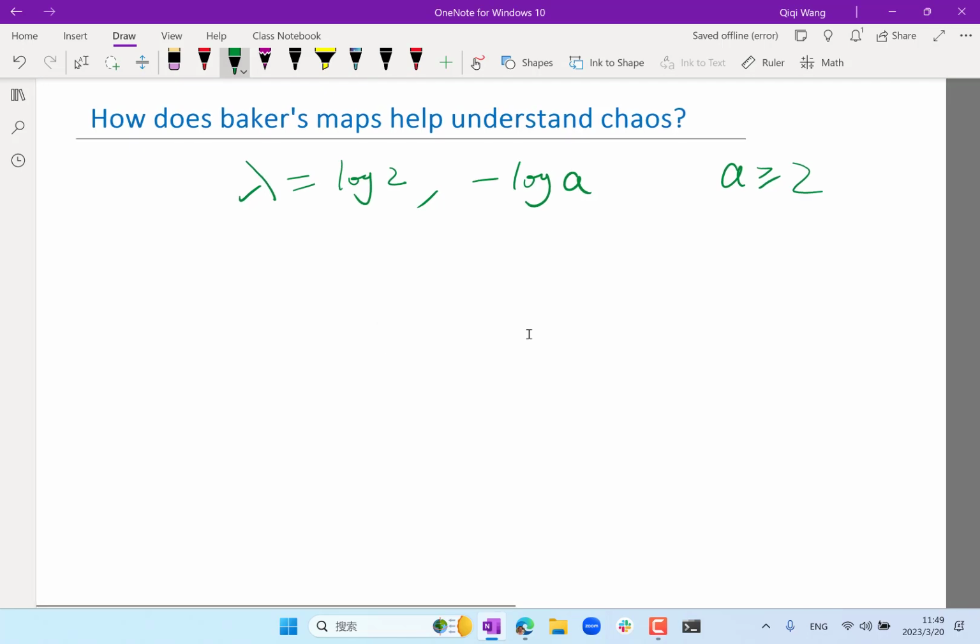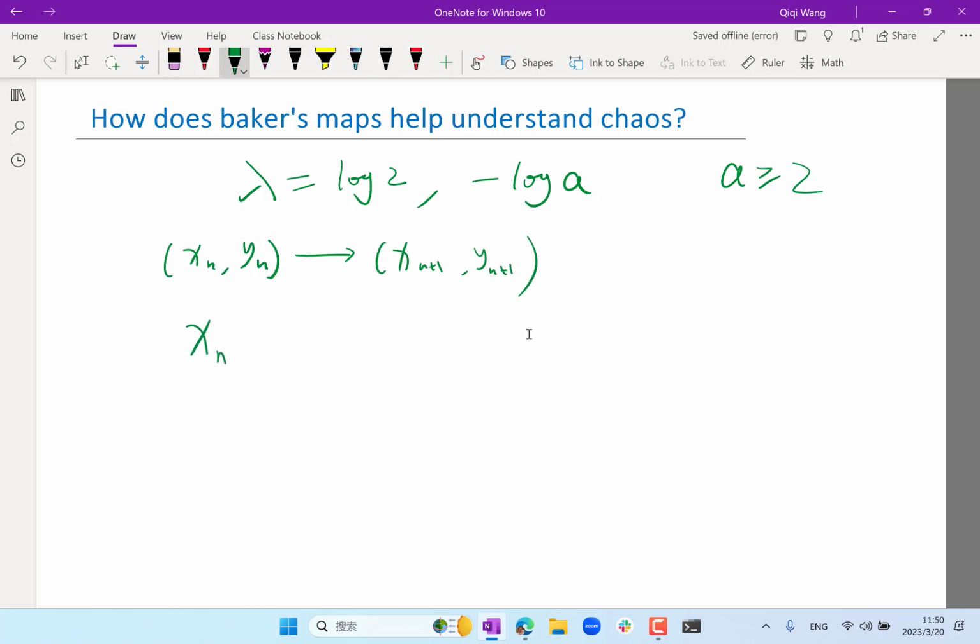So basically the Baker's map is a map from xn, yn, so we're introducing another dimension, to xn plus 1 and yn plus 1. And the dynamics on the unstable direction is exactly the same, so it's going to be 2xn mod 1, or in our case, let's just say mod pi, right? Because analytically, if you scale xn by a factor of pi over 2, these maps are basically equivalent up to a linear transformation of variable.